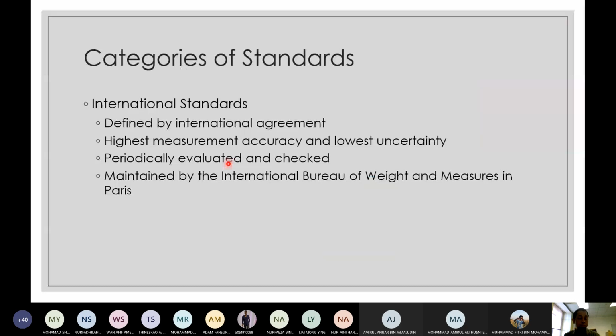So let's look at the definitions. International standards are defined by international agreement from all the nations' representatives. It has the highest measurement accuracy with the lowest uncertainty, and is periodically evaluated and checked. There is a special bureau located in France that maintains the standards and does the proper evaluation from time to time.